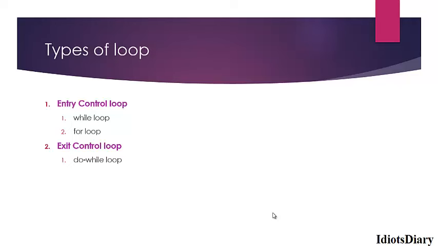In the last video, we discussed there are two types of loop, entry control loop and exit control loop. In the entry control loop, there are two loops. First, while loop and second is for loop. In the exit control loop, there is one loop called do while loop. In the last video, we have already discussed the syntax of while loop and various examples based on the while loop. Today, we will discuss the syntax of for loop.